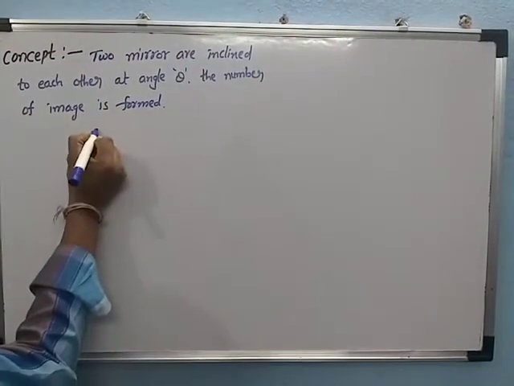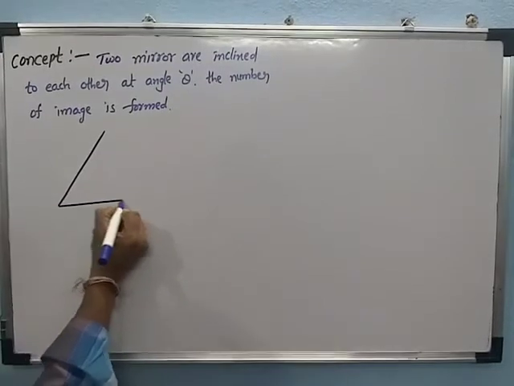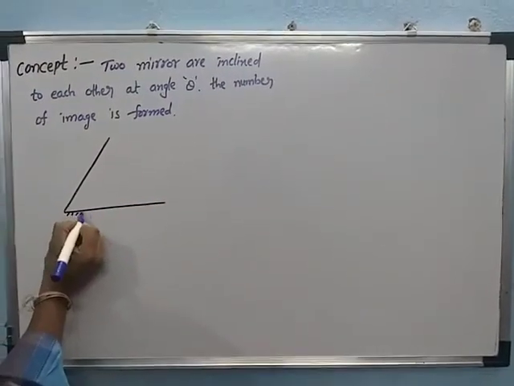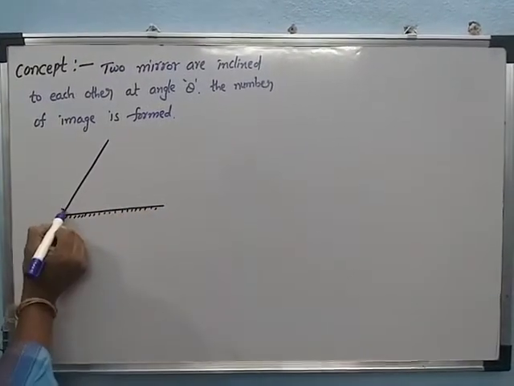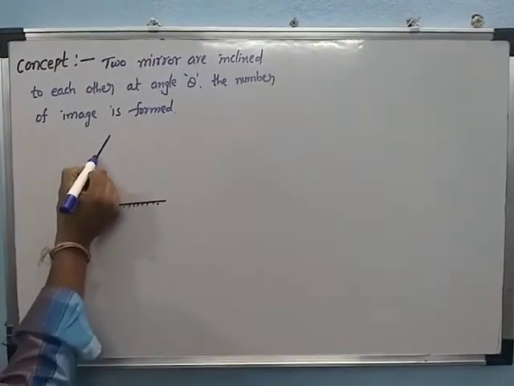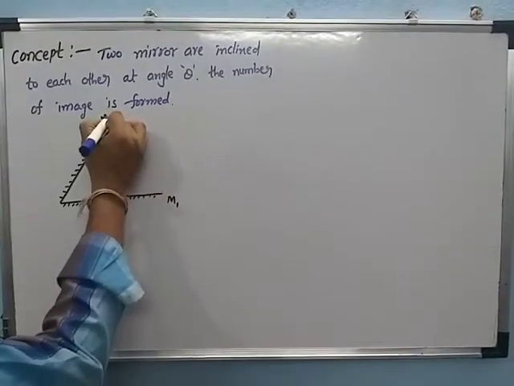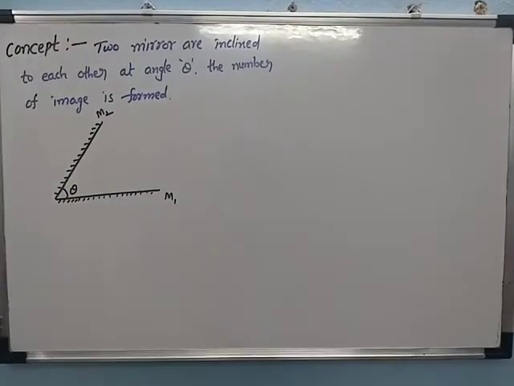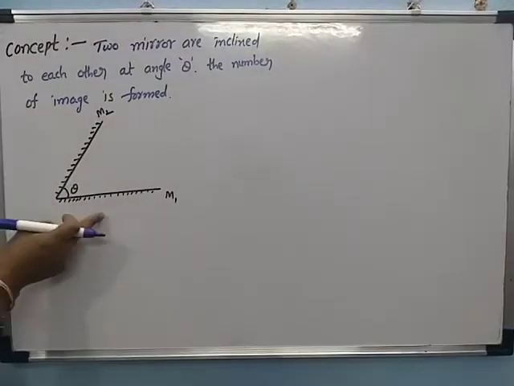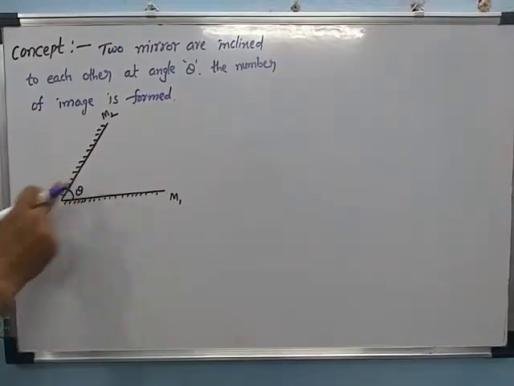See, let us consider the two mirrors. This is the first mirror, M1, and this is the second mirror, M2. Now these two mirrors are making an angle. How much is it? Theta. So the two mirrors are inclined to each other at an angle theta.